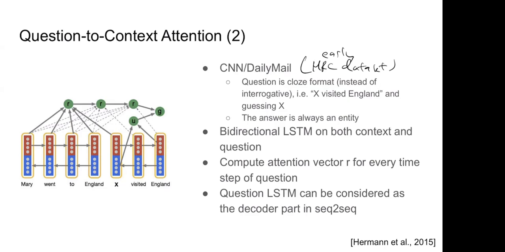It makes sense because, for instance, if the title is something like Barack Obama visited England, I think it's now Joe Biden, right? Joe Biden visited England. And the article is talking about Joe Biden visiting England. If you hide Joe Biden with X and try to guess this entity, it's basically the same as asking, given the article, who visited England? So it was a very smart way of creating a question answering or machine reading comprehension data set. Although, of course, in this case the question is not in an exactly interrogative format, but rather a cloze format. We call it cloze format when you hide one word in a complete sentence and try to guess it.